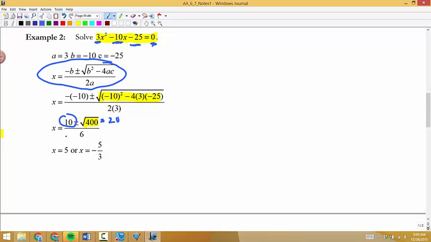If I simplify that, I have 10 plus or minus 20 over 6. To get my two values, I go 10 plus 20 over 6, which is 30 over 6, which gives me the value of 5. Then I also have to do 10 minus 20 over 6, which would be negative 10 over 6, which is equal to negative 5/3, and that's where we're getting that value right there. So that's a straightforward example of using our quadratic formula.